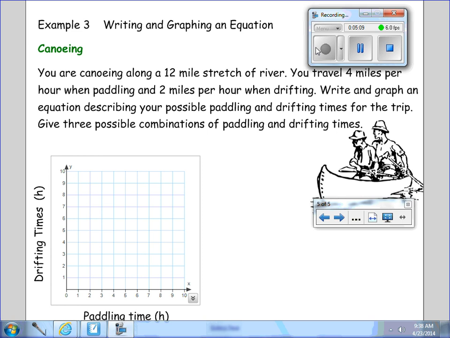Now, in this word problem that we have, we're going to write and graph an equation using intercepts. You're canoeing along a 12-mile stretch of river. You travel 4 miles per hour when paddling and 2 miles per hour when drifting. Write and graph an equation describing your possible paddling and drifting times for the trip. Give 3 possible combinations of paddling and drifting times.